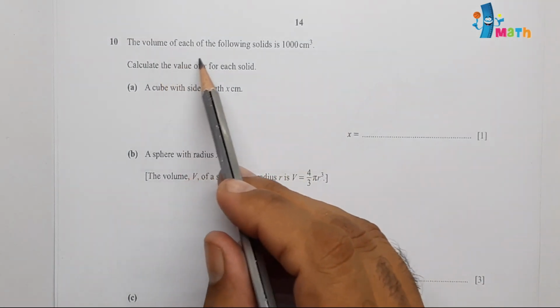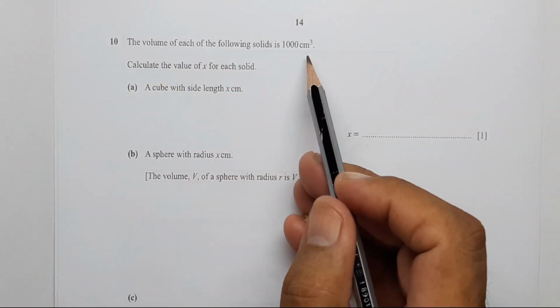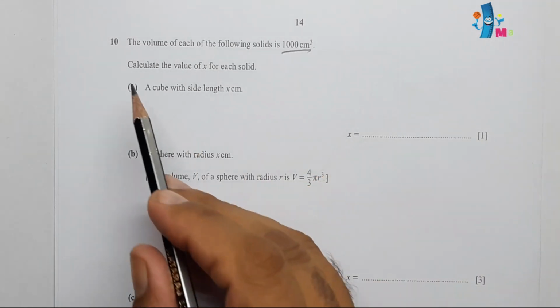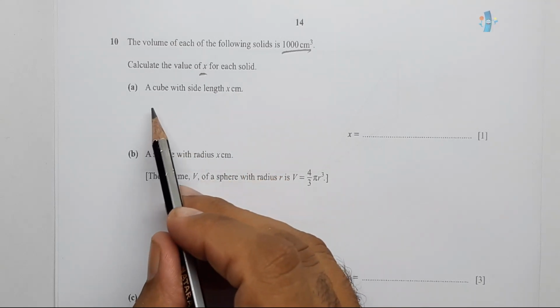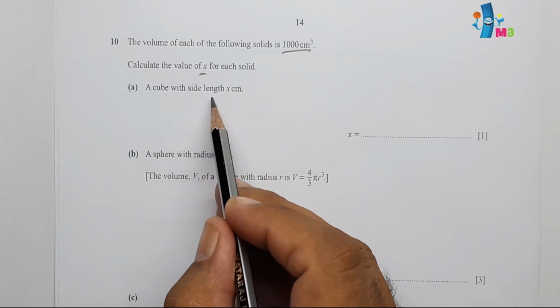Question number 10. The volume of each of the following solids is 1000 centimeter cube. This is given. Calculate the value of x. Value of x we have to calculate for each solid. A cube with side length x.